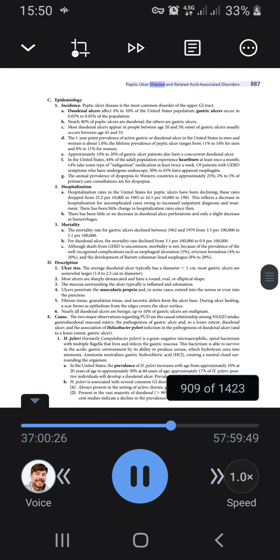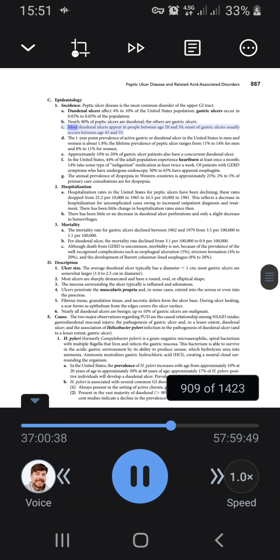Peptic ulcer disease and related acid-associated disorders, 887. C. Epidemiology. 1. Incidence. A. Peptic ulcer disease is the most common disorder of the upper GI tract. Duodenal ulcers affect 4% to 10% of the United States population. Gastric ulcers occur in 0.03% to 0.05% of the population. B. Nearly 80% of peptic ulcers are duodenal. The others are gastric ulcers.